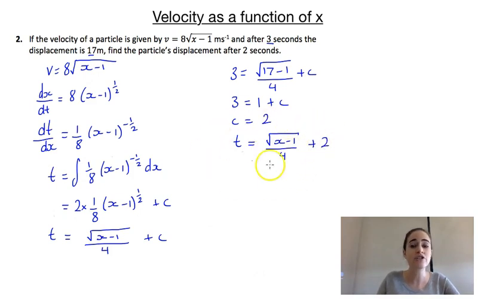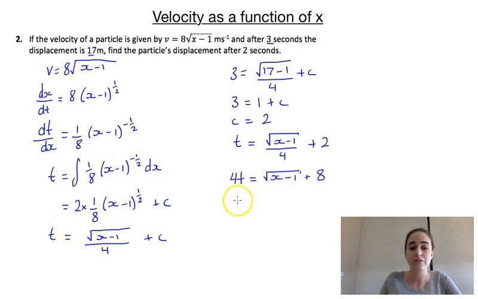Our last step then is to rearrange this to make x the subject, and then we can substitute in. So if we rearrange this, I'm going to multiply everything by 4 to get rid of that fraction. We're going to have 4t is equal to the square root of x minus 1 plus 8.